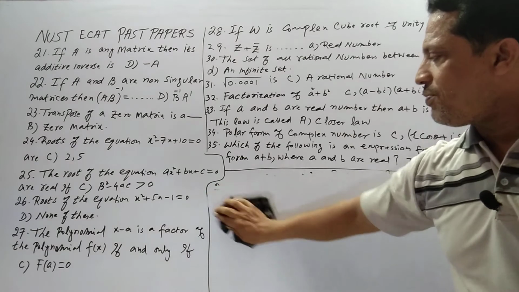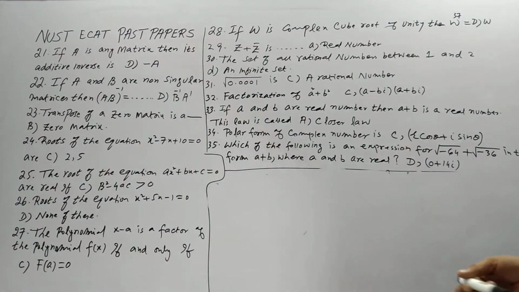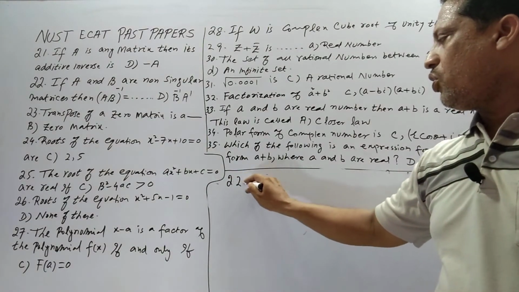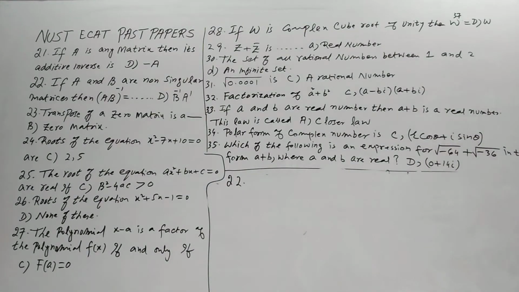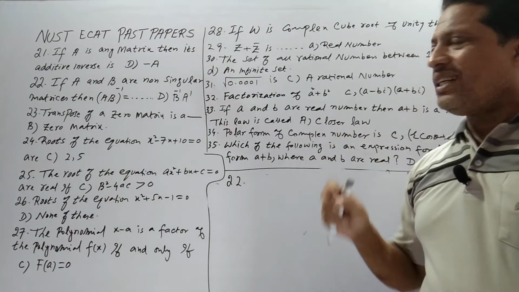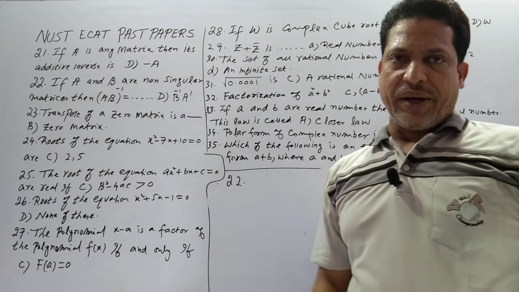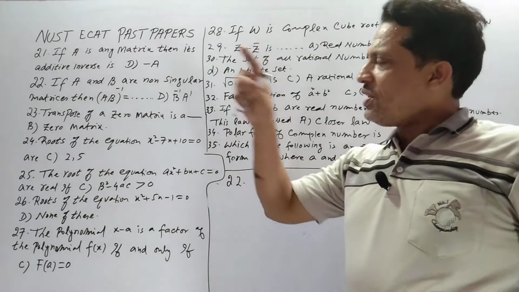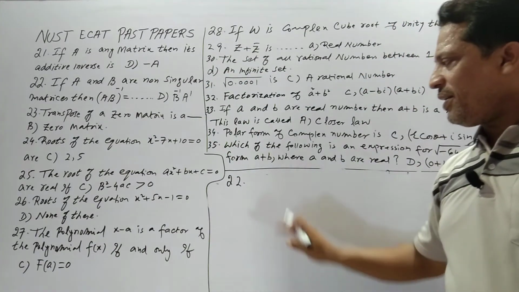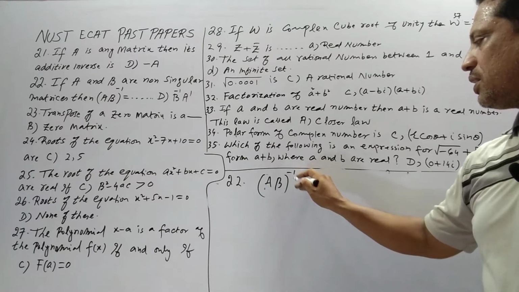Now let's have a look at MCQ number 22. It says: if A and B are non-singular matrices. Non-singular matrix means the determinant is not 0. If we have a matrix and its determinant is not 0, then the matrix is called a non-singular matrix. So the question is: if A and B are non-singular matrices, then (AB) inverse is what?